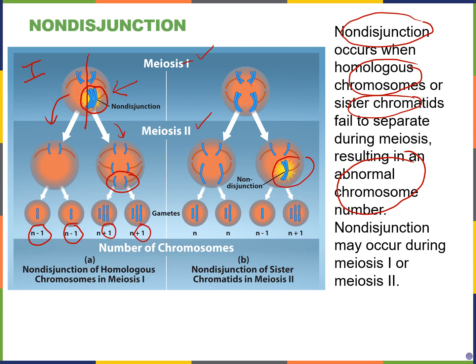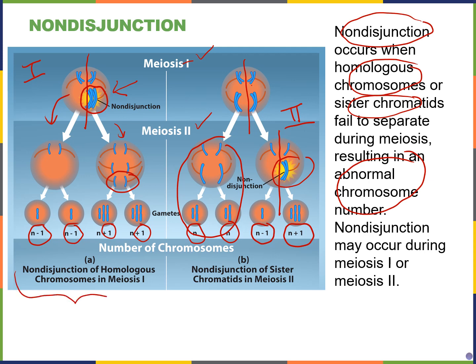If you have nondisjunction happening in meiosis 2 on the right side of the picture, you can see these cells on the left are going to be normal. They have the correct number of chromosomes. And on the right, I see this cell has one less chromosome than it should have, and this one will have one more chromosome than it should have. So do take a look at the number of chromosomes that each of these cells will have if nondisjunction happens in meiosis 1 compared to meiosis 2.